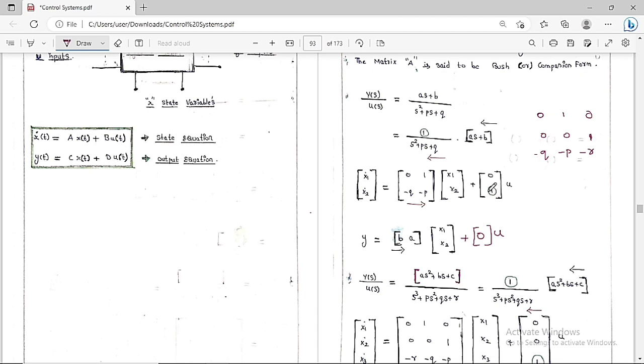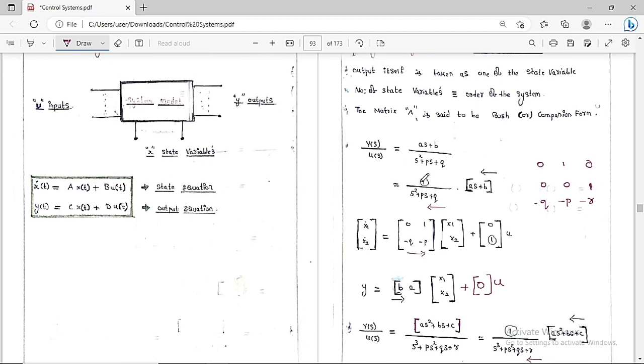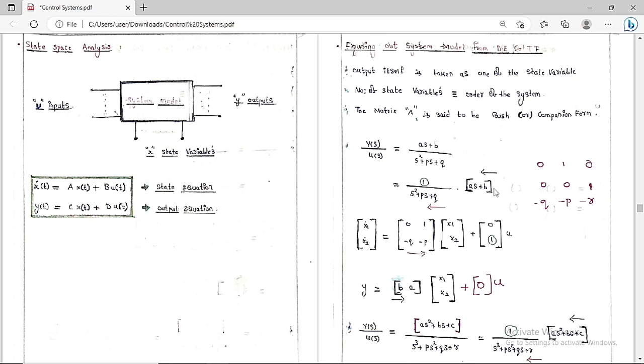Plus, this is B. B is nothing but what you take here. This is 1. To obtain this coefficient, take the same coefficient here. So 1, and the remaining thing is 0 here. So now for this one, y is equal to Cx plus Du. D is always equal to 0. So you just have to go in this fashion. Like this fashion, you have to go here.